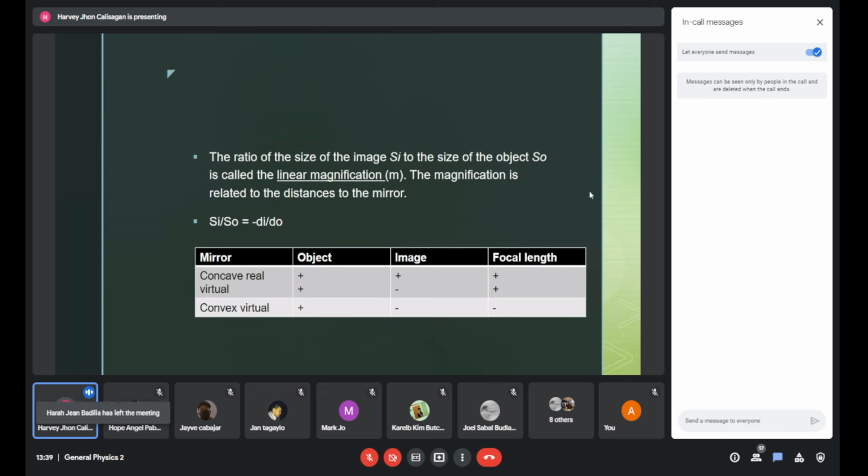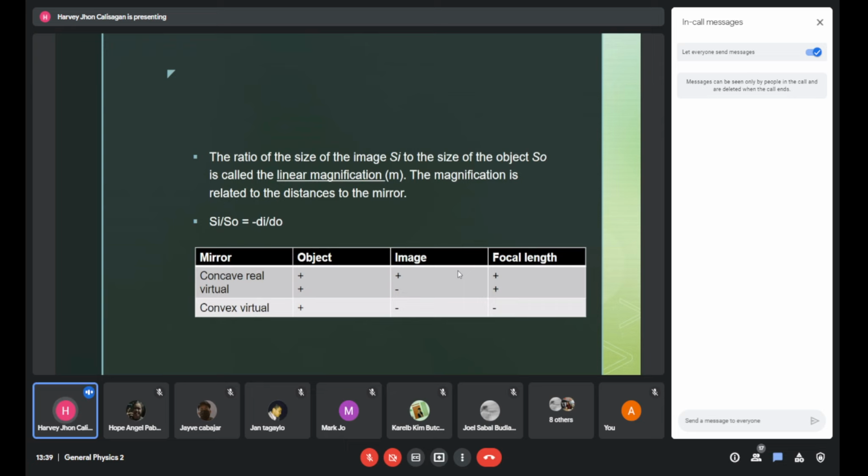This table here will explain to us how linear magnification is really related to the distance of the mirror. For example, if the mirror is concave and it creates a real image, the object will be positive. For the concave mirror, we have a positive object, a positive image and a positive focal length. It means that the size of the object is the same as the size of the image with respect to the length. If you're too near, then the image that will be formed is near. If you're too far, then the image that will be formed is far as well.